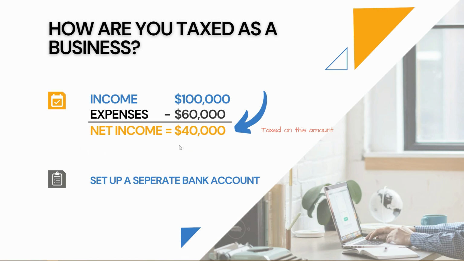And so again, all of it comes down to getting this number accurate, so that you're paying the right amount of taxes. We don't want you paying too much. We don't want you paying too little. It's important to make sure that you're paying the right amount. And again, that all comes down to having your books in order so that all of your income and all of your expenses are accounted for to have the right net income.